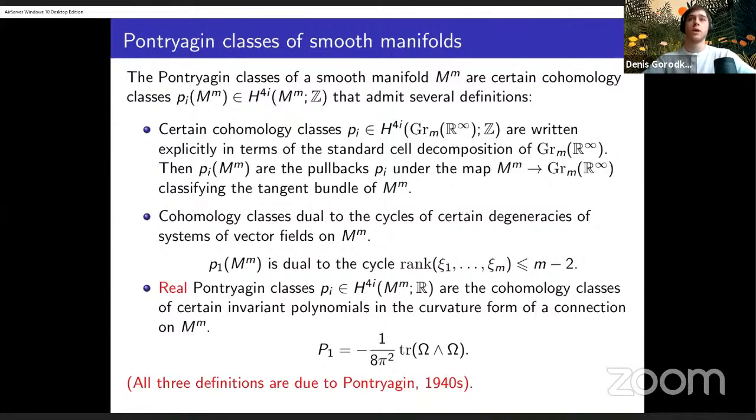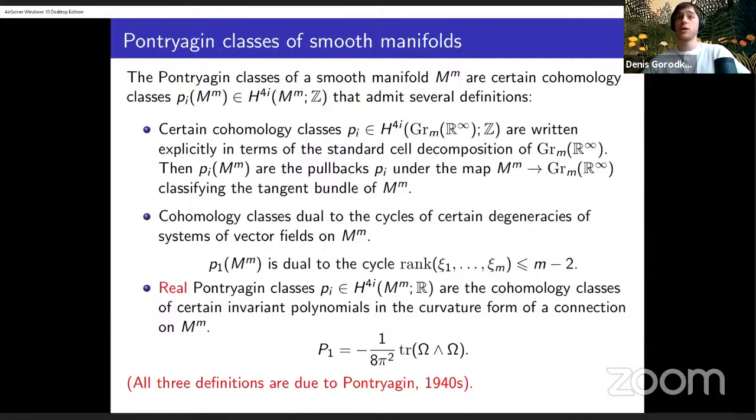The second approach follows the chronologically first approach to characteristic classes, which is characteristic classes as obstructions to constructing a family of linearly independent vector fields. Where do they fail to be linearly independent? For Stiefel-Whitney classes, for example, the cycle on which the rank of m vector fields falls by 1 is Poincaré dual to the corresponding Stiefel-Whitney class. At the same time, Pontryagin classes correspond to degeneracies of rank 2, that is, to the cycles where the rank of m vector fields falls at least by 2.